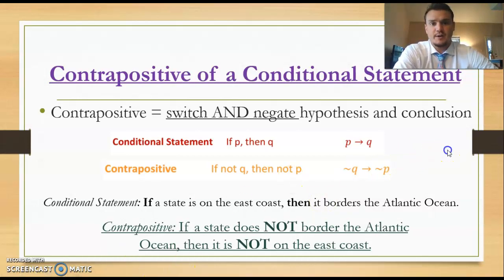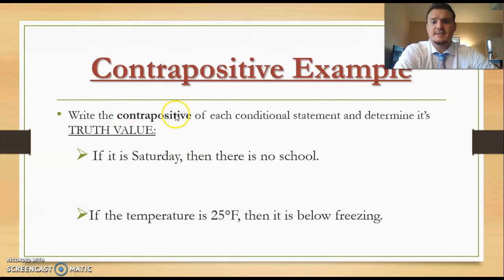Let's look at an example here. So the contrapositive example is we're going to determine the truth value here. If it is Saturday, then there is no school. So again, this is traditionally a true statement. The contrapositive would be if there is school, because again, this is no school. So if there is school, then it is not Saturday.